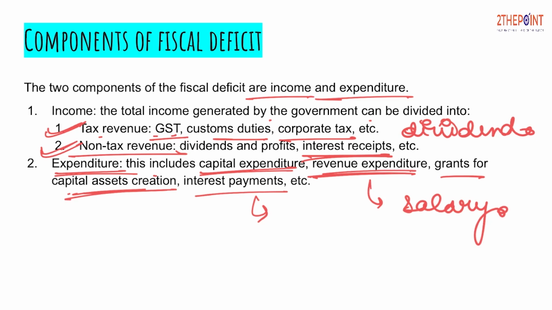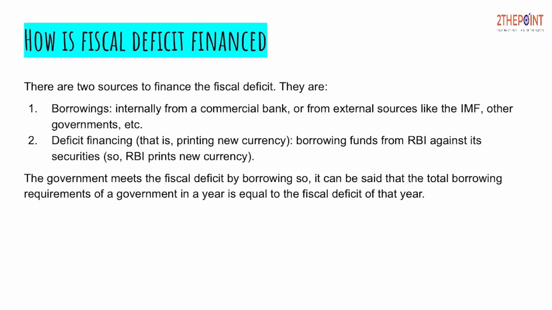Moving on to the next slide, that is how is fiscal deficit financed? How do we finance the amount or the gap that comes in due to the expenditure or collection of less revenue receipts? So basically there are two sources to finance the fiscal deficit. One is the borrowings and the other is deficit financing. Now what is this borrowing? That is we are borrowing money.